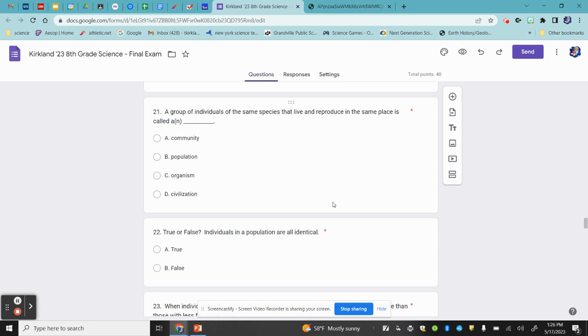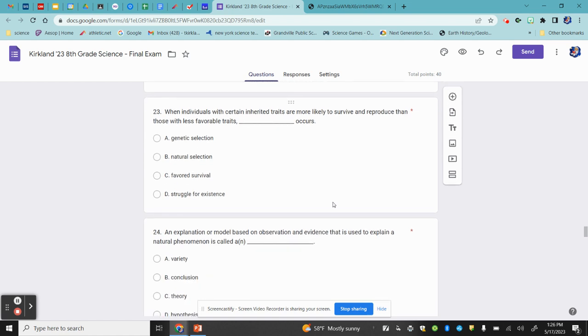21. A group of individuals of the same species that live and reproduce in the same place is called A. community, B. population, C. organism, D. civilization. 22. True or false? Individuals in a population are all identical. A. True, B. False.